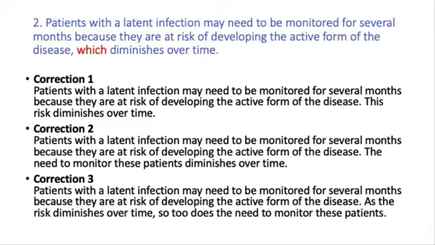And here, in the first correction, the added noun "risk" makes the meaning clear. Patients with a latent infection may need to be monitored for several months because they are at risk of developing the active form of the disease. This risk diminishes over time. In the second correction, a noun phrase replaces the original pronoun. The need to monitor these patients diminishes over time.